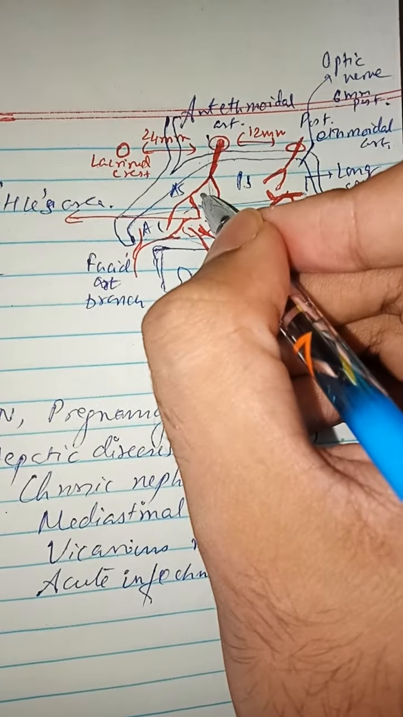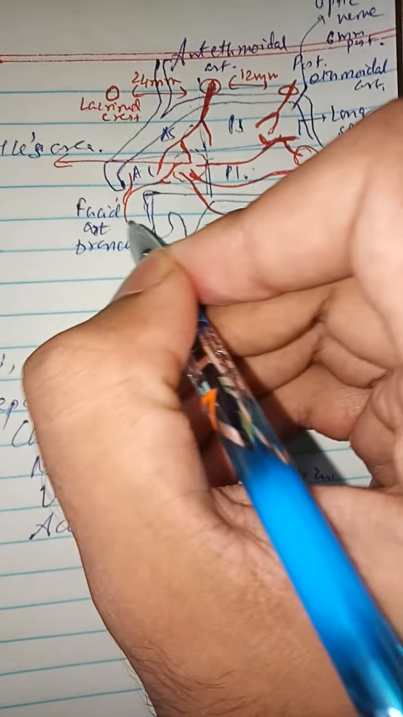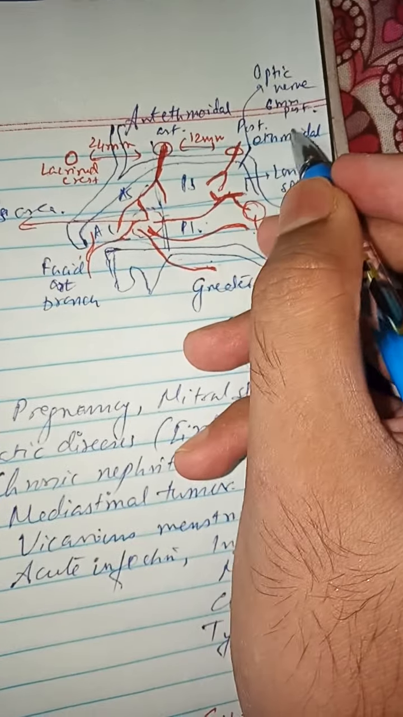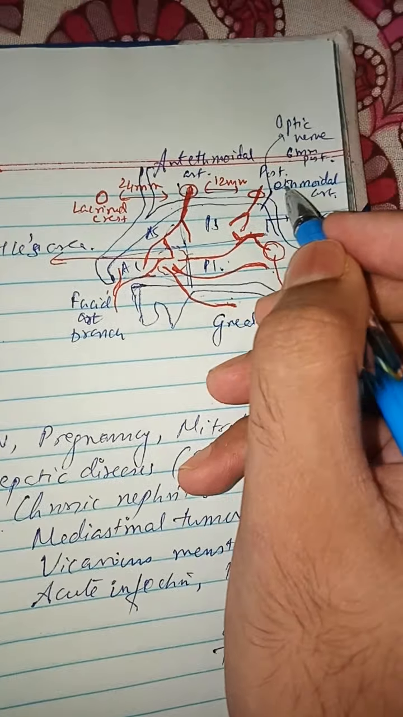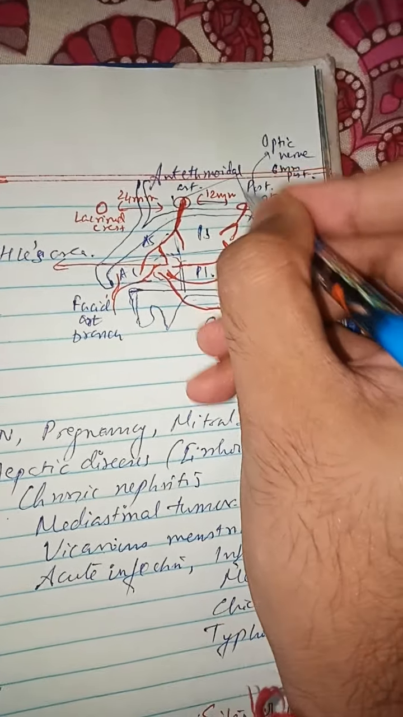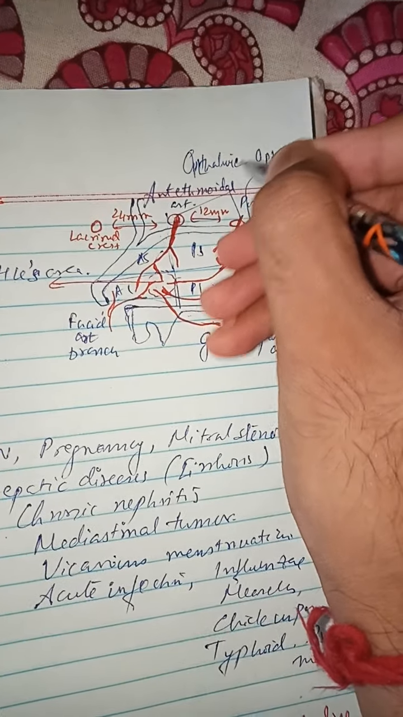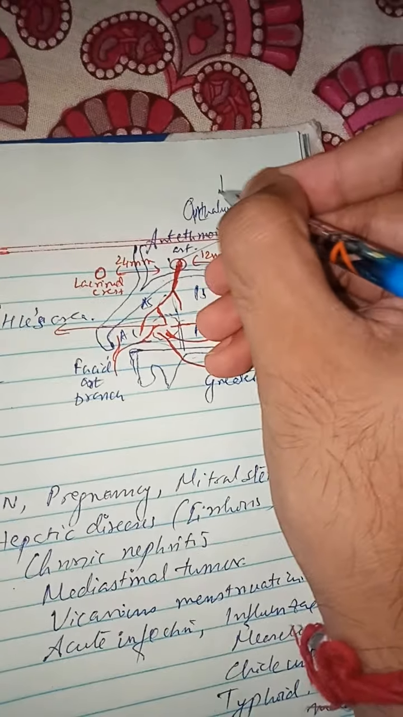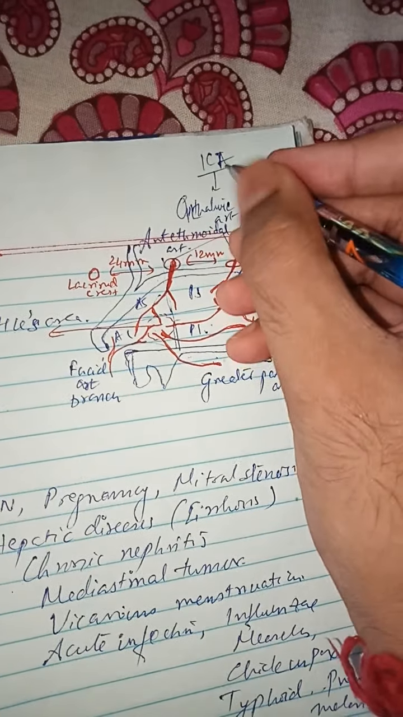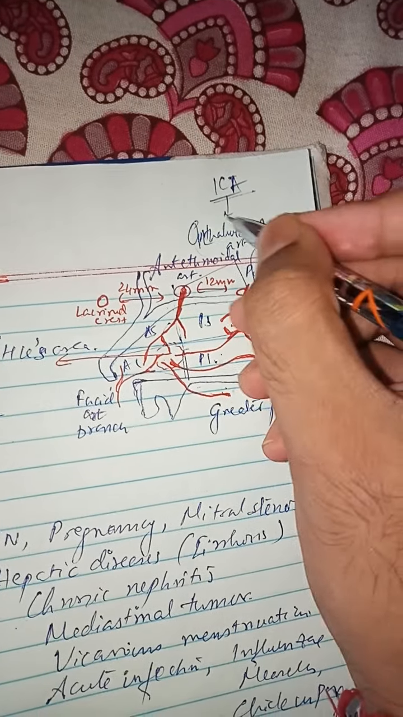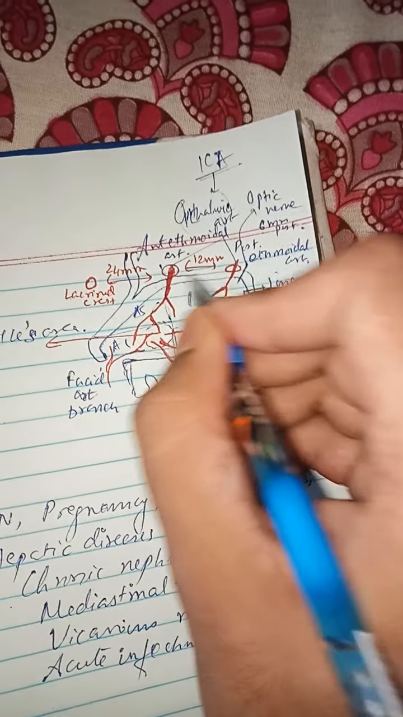Now the anterosuperior quadrant is supplied by the anterior ethmoidal artery, and the posterior superior is supplied by the posterior ethmoidal artery. The anterior and posterior ethmoidal arteries are both branches of the ophthalmic artery, which is a branch of the internal carotid artery. So the internal carotid artery gives the ophthalmic artery, which divides into the anterior ethmoidal artery and the posterior ethmoidal artery.